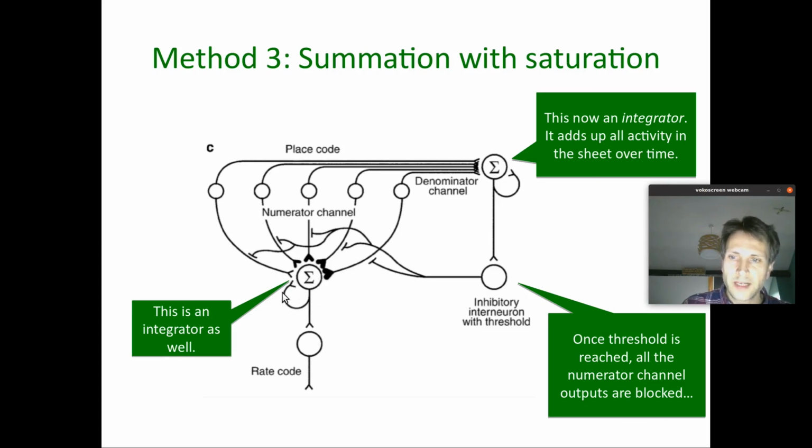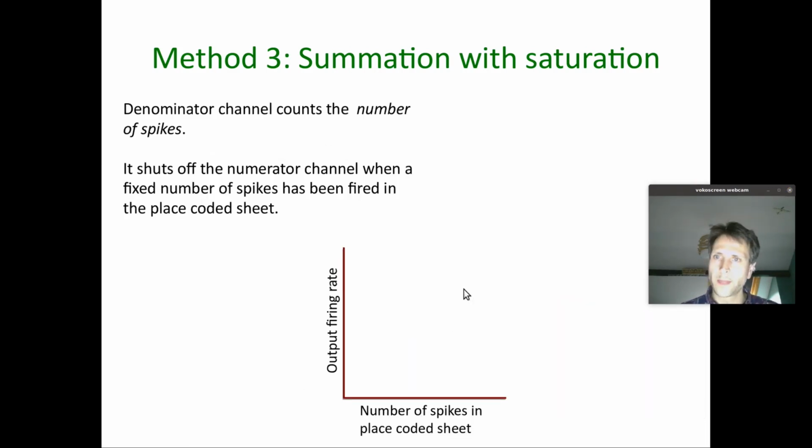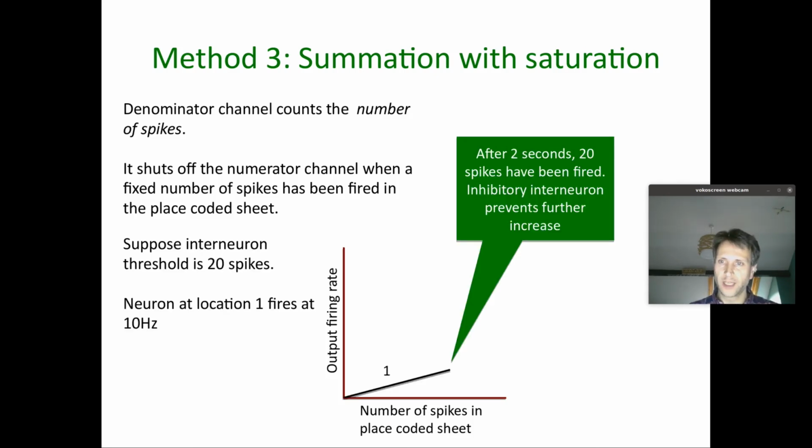This neuron here, because it's self-excitatory, just keeps itself going with whatever rate it had summed up, and it feeds into the final output neuron, which is going to drive the muscle, leaving only the integrated signal. So the denominator channel effectively counts the number of spikes, and it shuts off the numerator channel when a fixed number of spikes has been fired in the place-coded sheet.